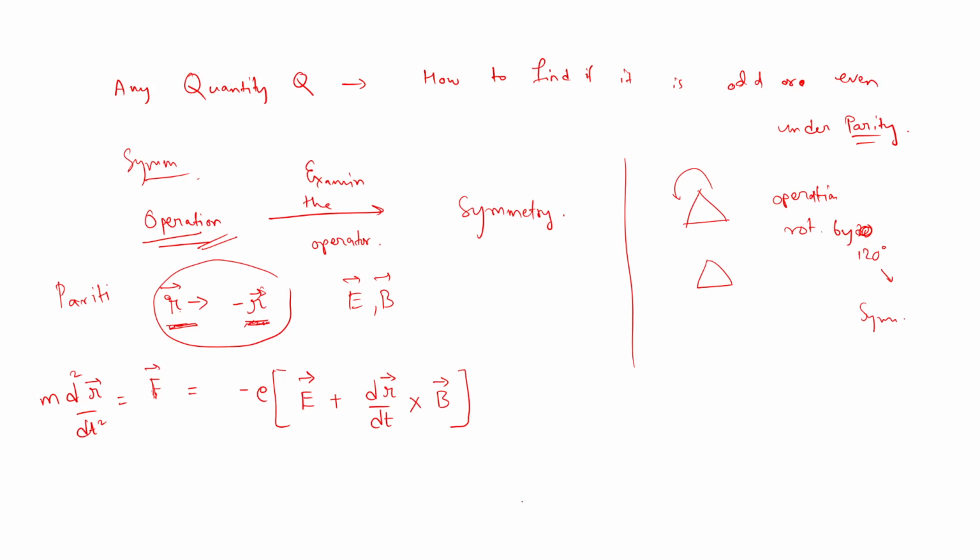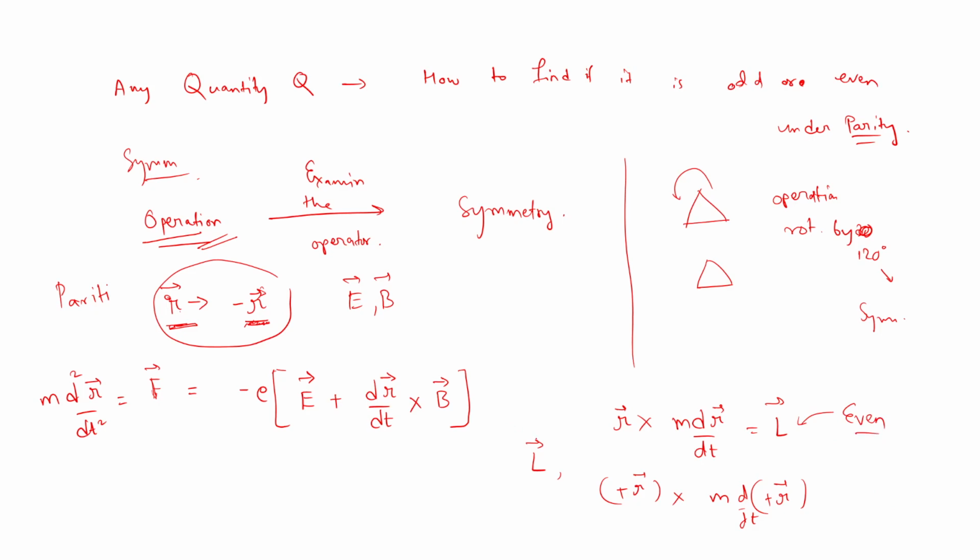For example, you can check if angular momentum shows parity or not. Angular momentum is r cross p, where p is m times dr by dt. So this is your angular momentum, right? Now under parity, what will happen to this? This r will go to minus r, cross m d by dt of minus r. This minus will cancel the other minus, and L will remain unchanged. So angular momentum is even under parity.